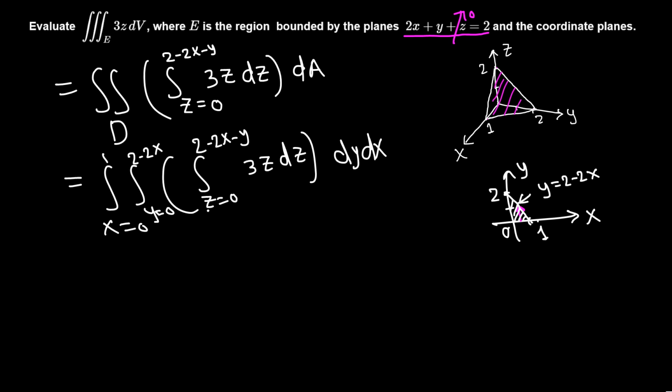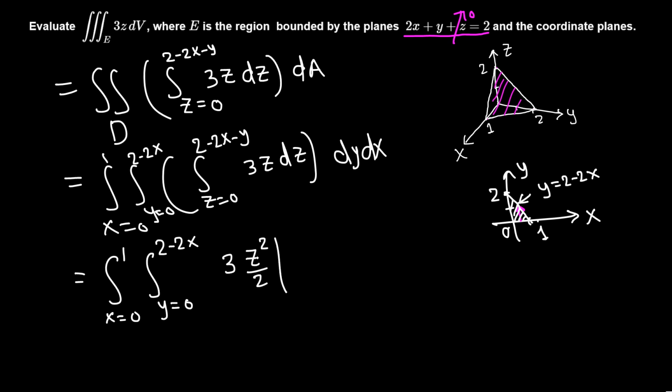So now we just evaluate this like calculus 1. So x has bounds from 0 to 1, y has bounds from 0 to 2 minus 2x. Now inside, let's integrate 3z. This is 3 times z squared over 2, 3z squared over 2, and we have bounds for z, that's 0 to 2 minus 2x minus y, and dy dx.